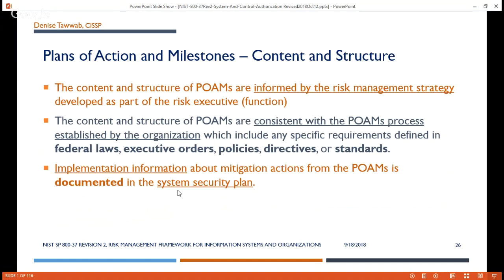Implementation information about mitigation actions from the POAM is documented in the system security plan. Again, all of your implementation information is going in your system security plan.